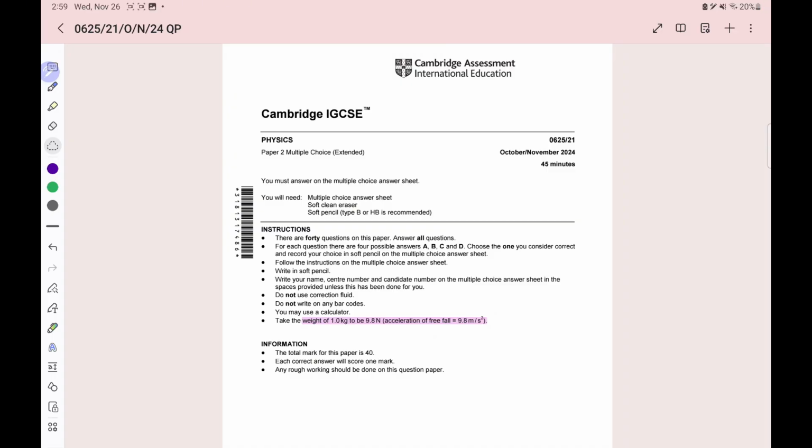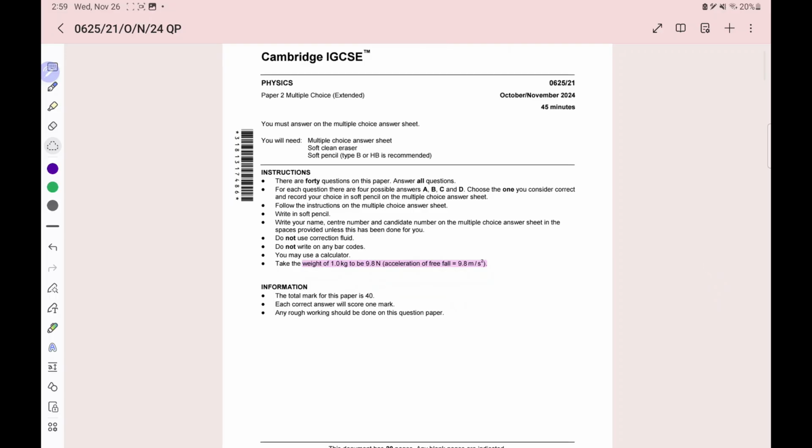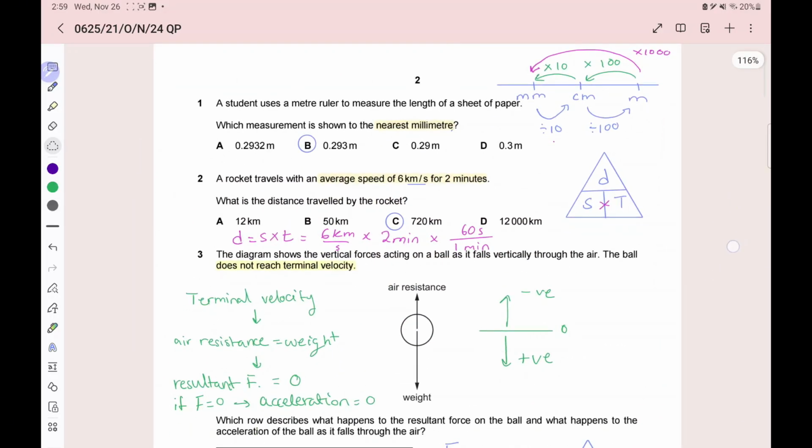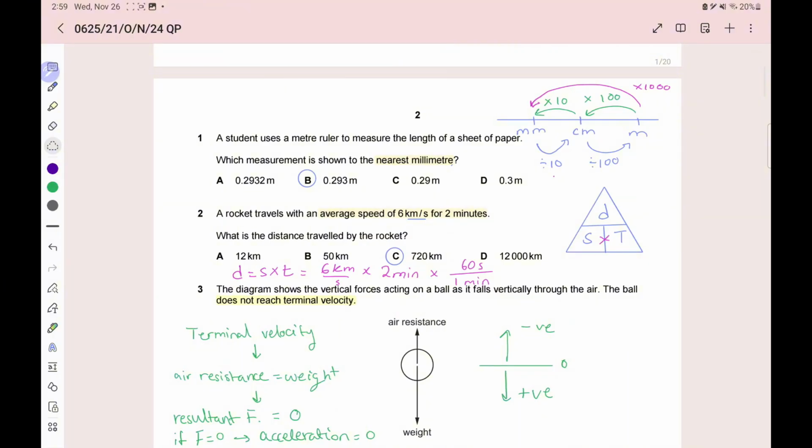So today we'll be solving the October-November 2024 physics multiple choice exam. So let's get started with it. So for the first question, a student uses a meter ruler to measure the length of a sheet of paper. Which measurement is shown to the nearest millimeter?